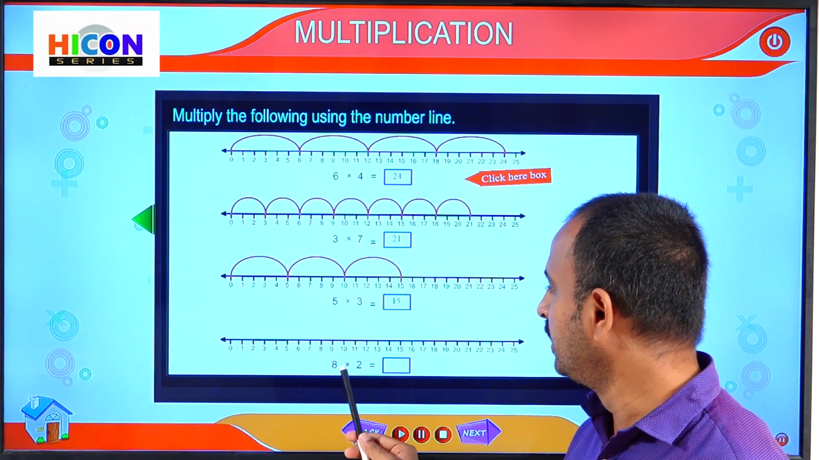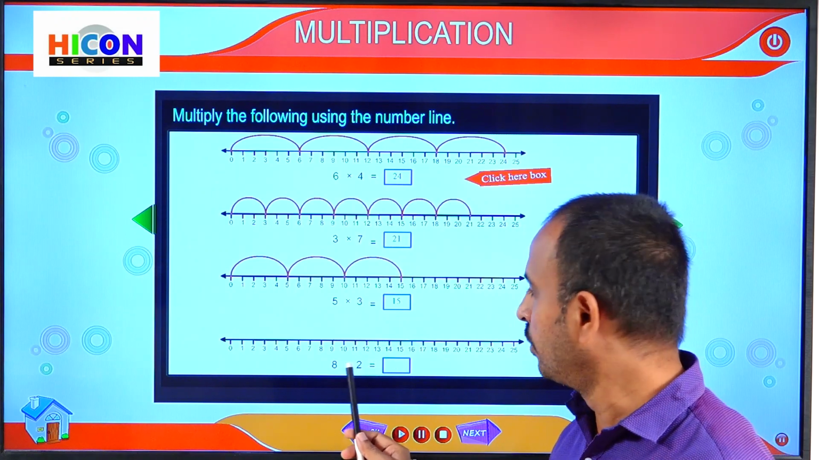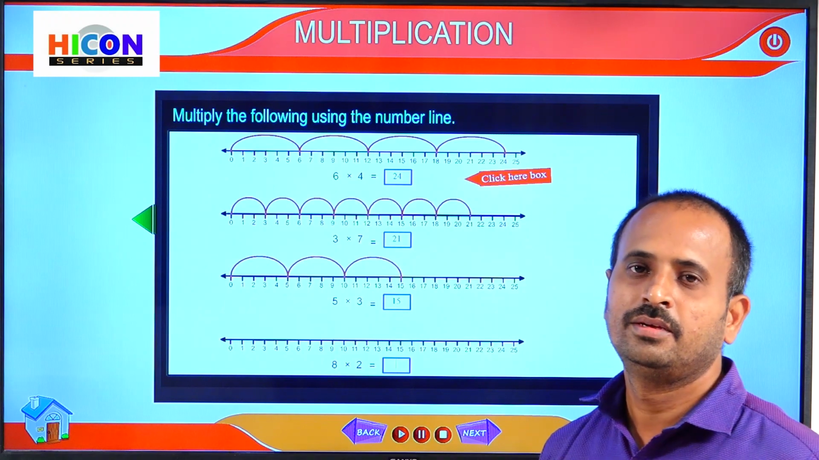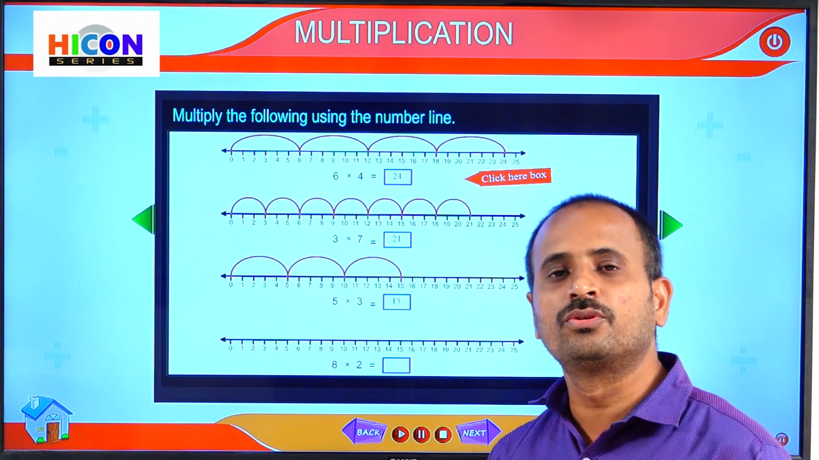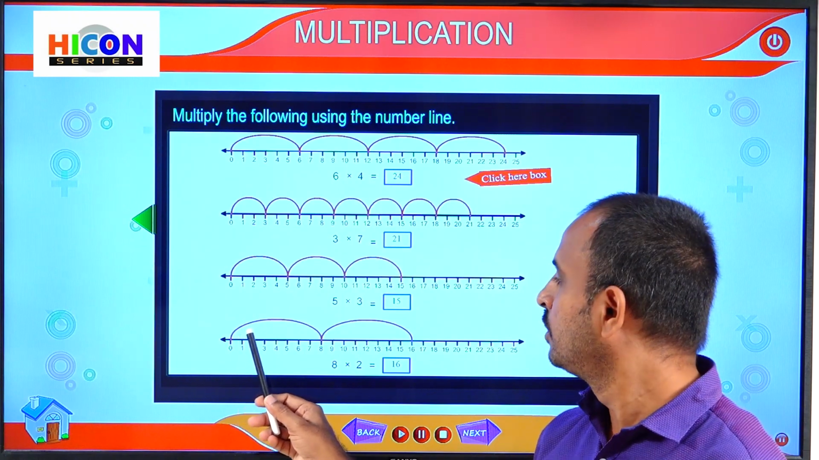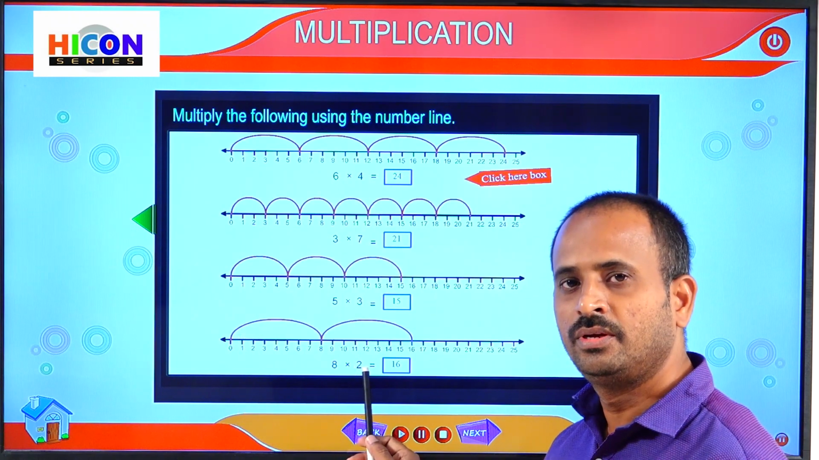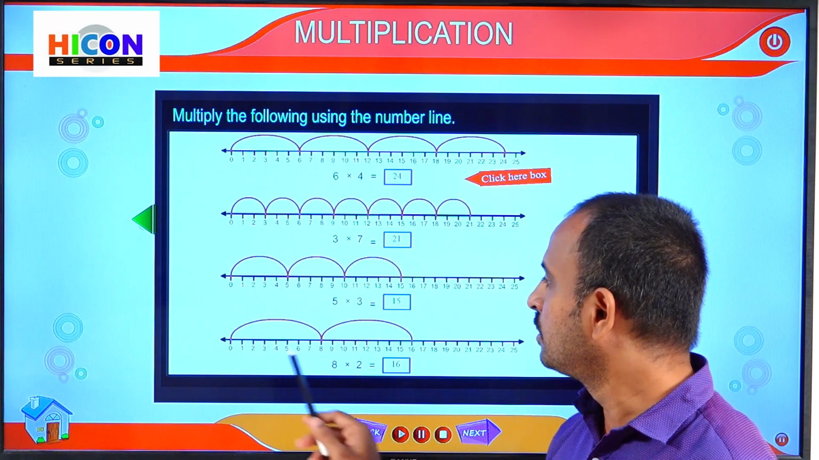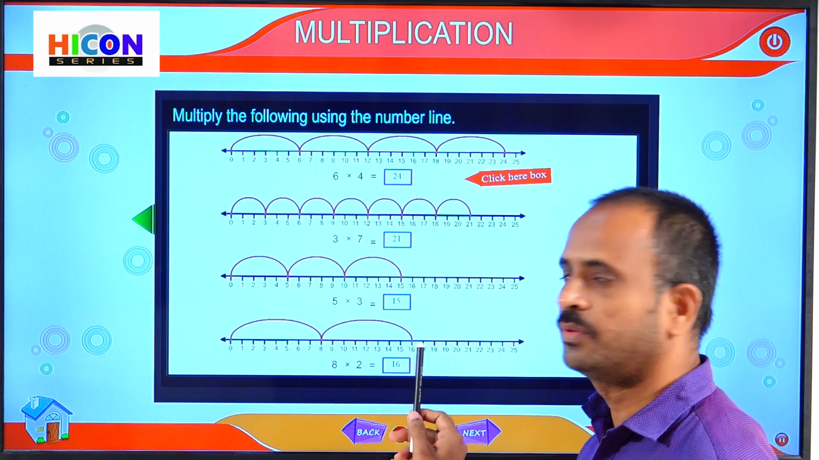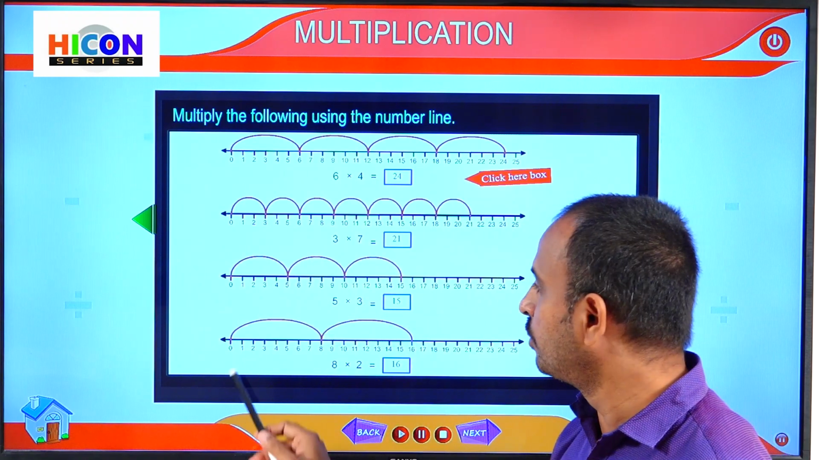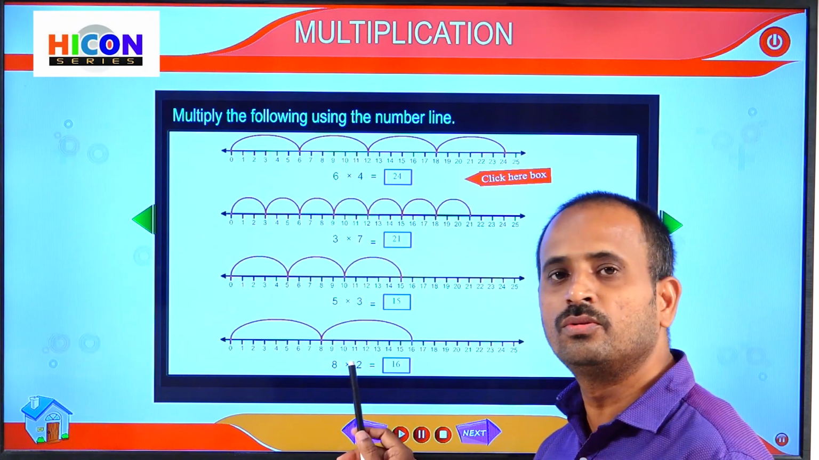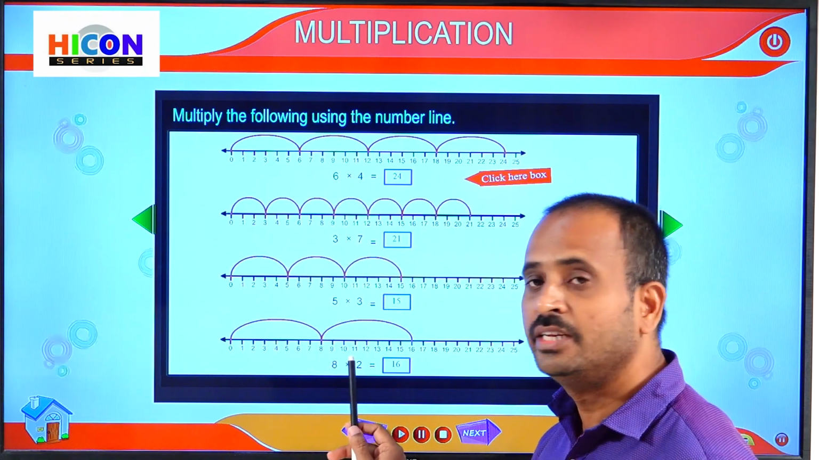So children, let's see the next problem here. That is 8 into 2. So we have to multiply these 2 numbers, 8 and 2, on the number line. The first step is we have to start from 0 on the number line. And how many steps do we have to move? What is the second number here? 2. That's why we have to move 2 steps, that is step 1, step 2. And how many numbers do we have to cross in each step? What is the first number here? 8. That's why we have to cross 8 numbers in each step.